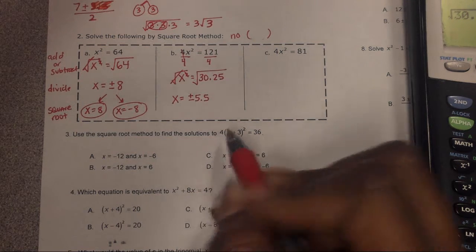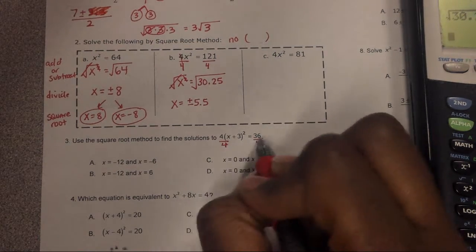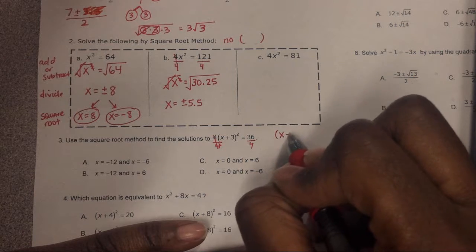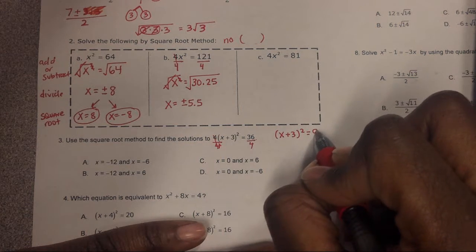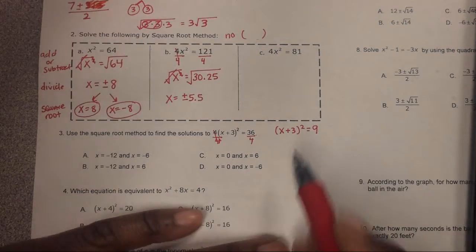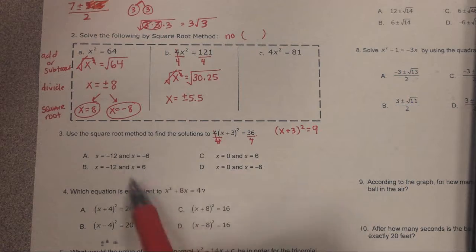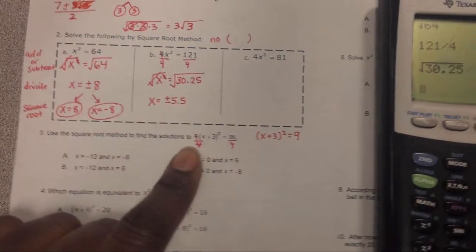How are we going to get rid of this 4? Divide both sides by 4. That becomes an invisible 1. So we're left with x plus 3 to the second power equals 9. Now wait a minute. Now that I started solving this, now that I'm looking at these answer choices, wait a minute. You divided by 4 because that was a coefficient.